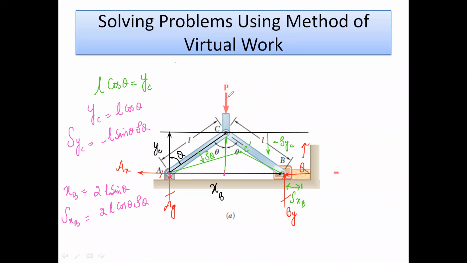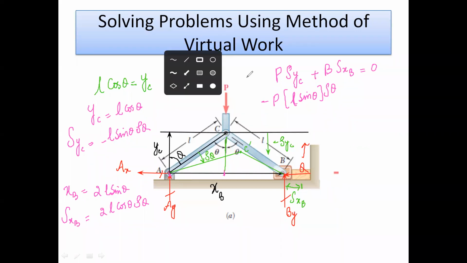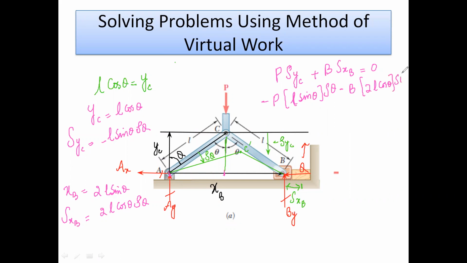The principle of virtual work says the work done by P will be P del YC. You could argue that C is also moving along the x-axis, but the force is still perpendicular, so we will not take the work done by P along the x-axis into consideration; that is zero. And the work done by B along XB will be plus B del XB, which has to be equal to zero. Now P is acting in the negative y direction, so it will be minus P del YC. We'll write L sine theta del theta, plus, since B and del XB are again acting in the negative y direction, we write minus B, and del XB is twice L cos theta del theta. This has to be equal to zero.